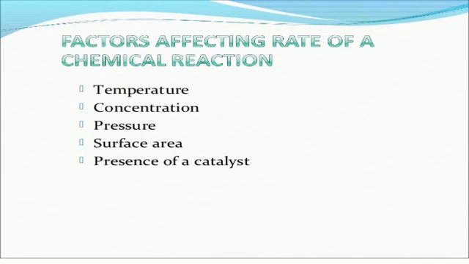At last, we discuss the factors affecting the rate of a chemical reaction. There are many factors which affect it. First is temperature, next concentration, next pressure, surface area and the presence of a catalyst. All these factors are responsible for the rate of a chemical reaction. We will discuss all these topics in our next lecture.